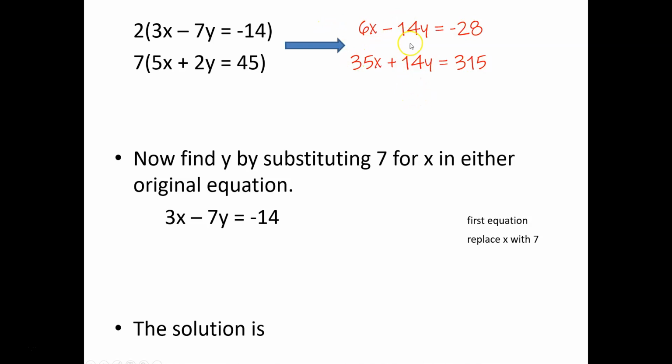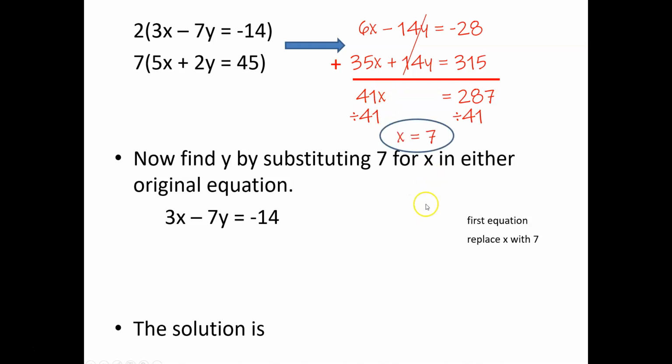So now we have two equations with additive inverses for coefficients for one of the variables. So we're going to add the two equations together. 6x plus 35x is 41x. -28 plus 315 is 287, and the y's cancel. Then we are looking for what x is, so we're multiplying x by 41. We divide, and we get x is 7.